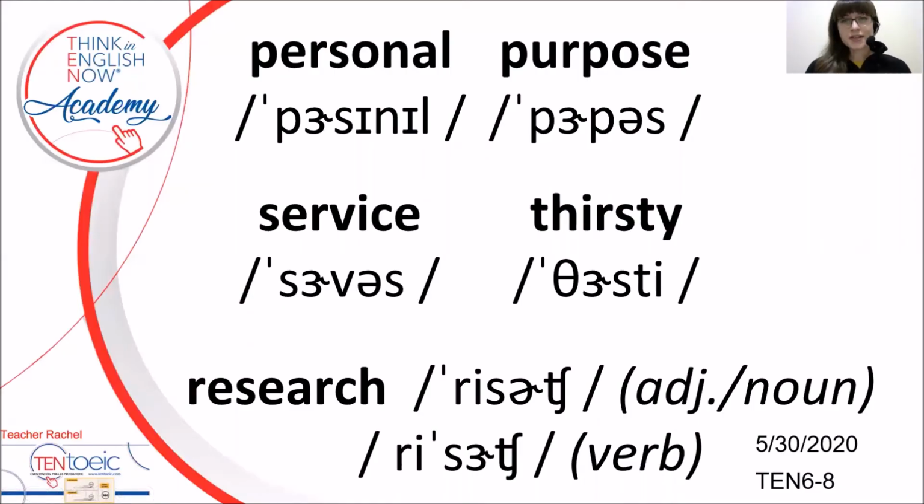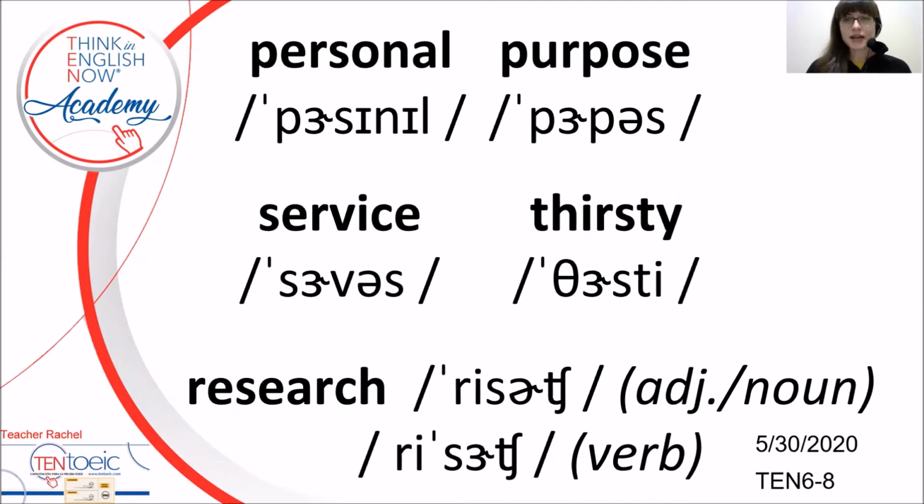Personal. One definition is when you refer to yourself. This is my personal opinion. This is what I think. This is my personal opinion. Also, it can be used for describing something for one person. I want a personal pizza. So the pizza is for one person. Personal pizza.